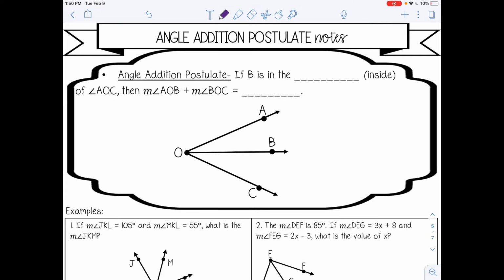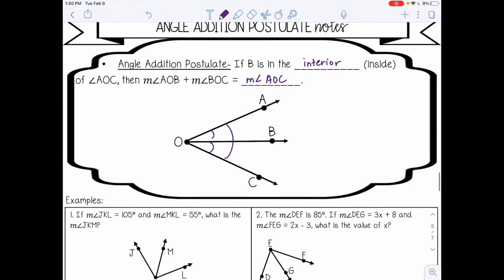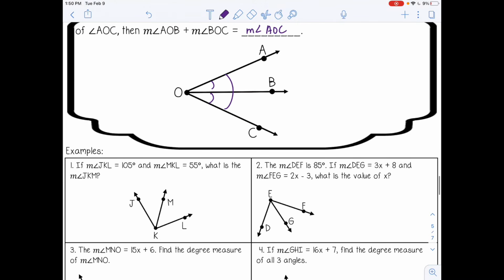Okay, so the angle addition postulate says if B is in the interior, or inside, of angle AOC, then the measure of angle AOB plus the measure of angle BOC is equal to the measure of angle AOC. So basically this angle plus this angle gives us the whole angle. Another way to look at it: if this angle was 20 degrees and this angle was 25 degrees, then the whole angle, you would just add those together, the whole angle would be 45 degrees.